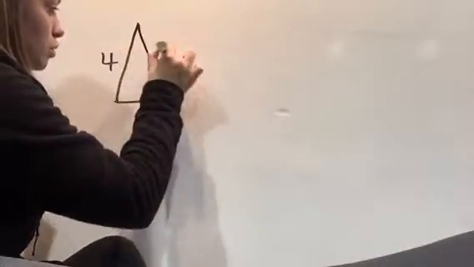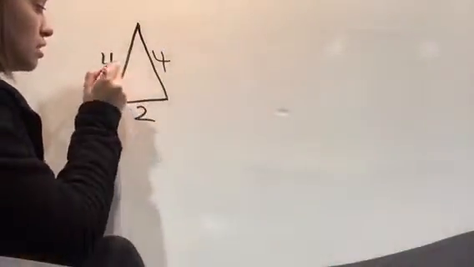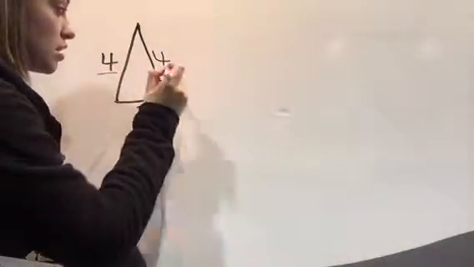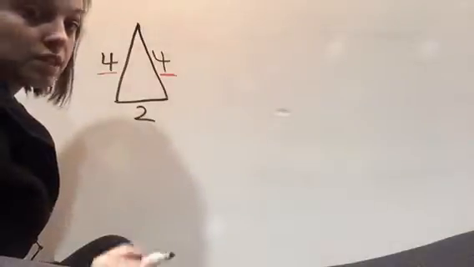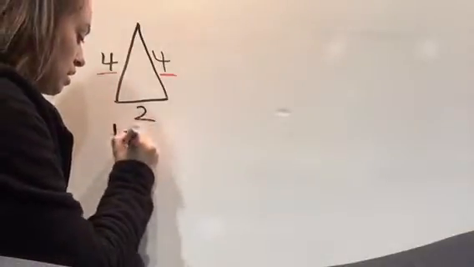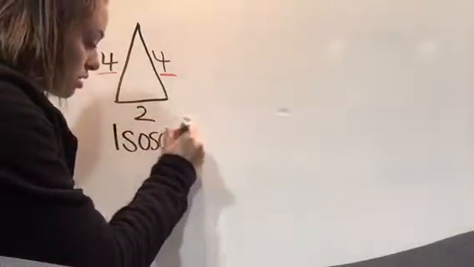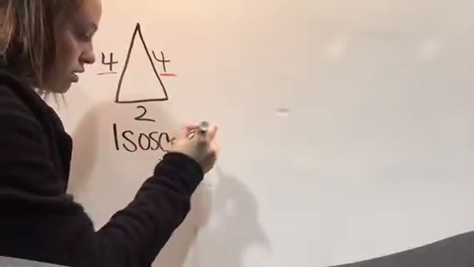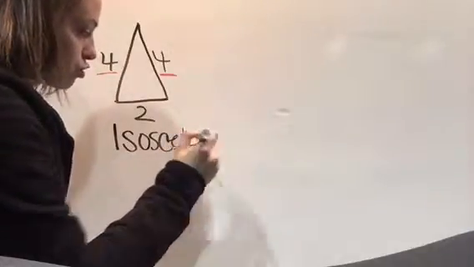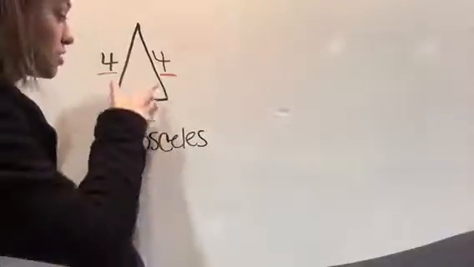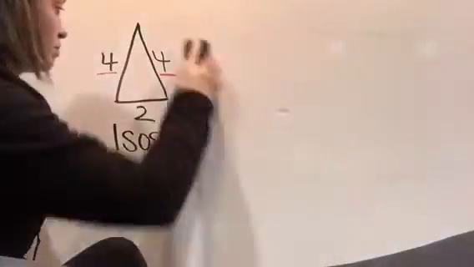Now let's say you're given a triangle with the sides 4, 4, and 2. You can see here that 2 of the sides, this side and this side, are both 4. That means it's going to be an isosceles triangle because it has 2 sides the same length.